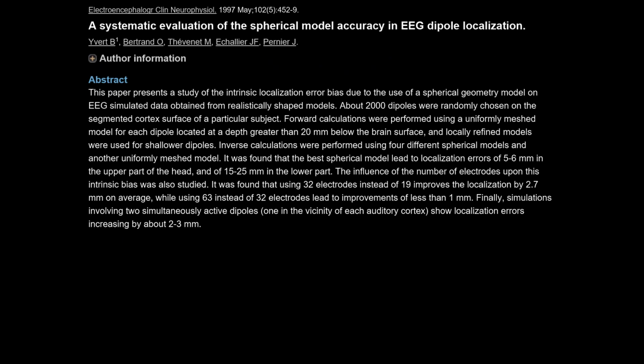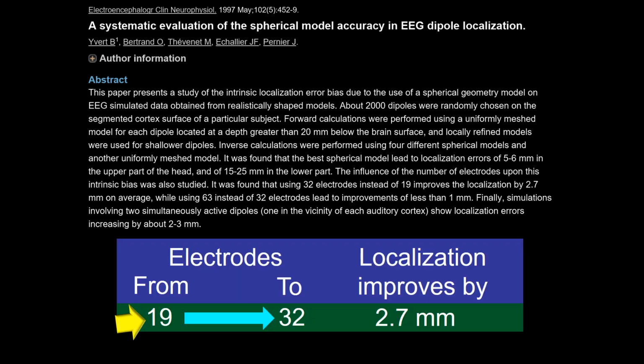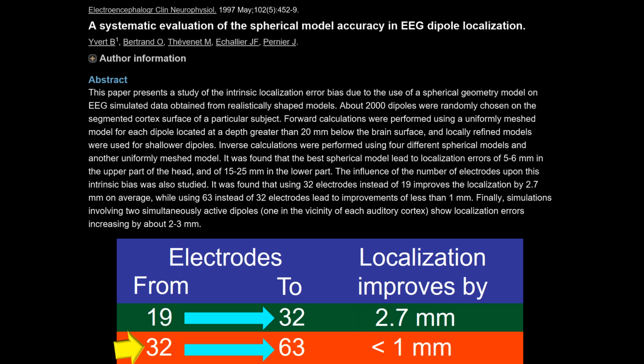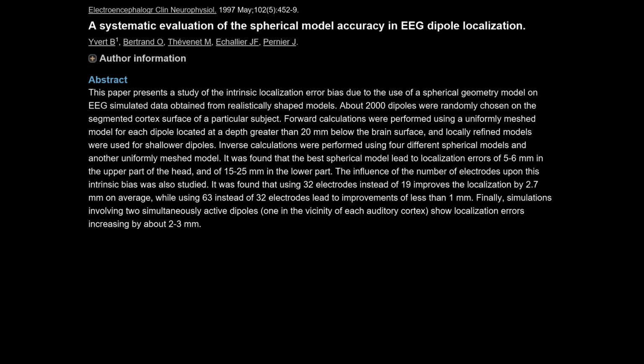It is interesting that in the experimental model created by Ebert et al., when increasing the number of electrodes from 21 to 32, localization improves by 2.7 millimeters. And when going from 32 electrodes to 63 electrodes, localization improves by less than 1 millimeter. In the same paper, Ebert et al. quoted a paper by Mosher.